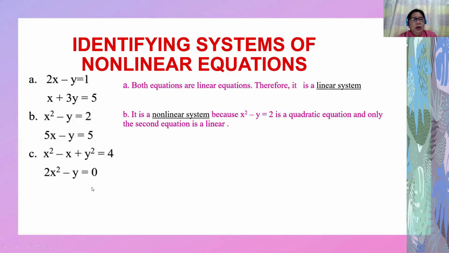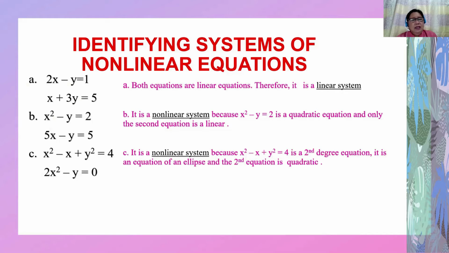Next, given x squared minus x plus y squared equals 4 and 2x squared minus y equals 0. This is a nonlinear system because x squared minus x plus y squared equals 4 is a second degree equation, and it is an equation of an ellipse, and the second equation is a quadratic equation.